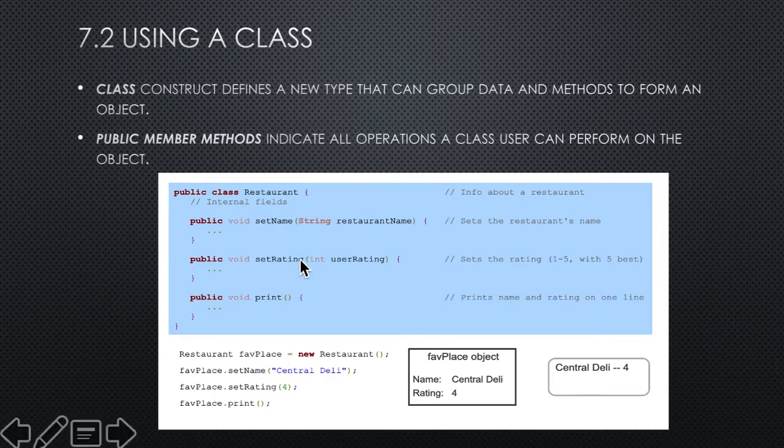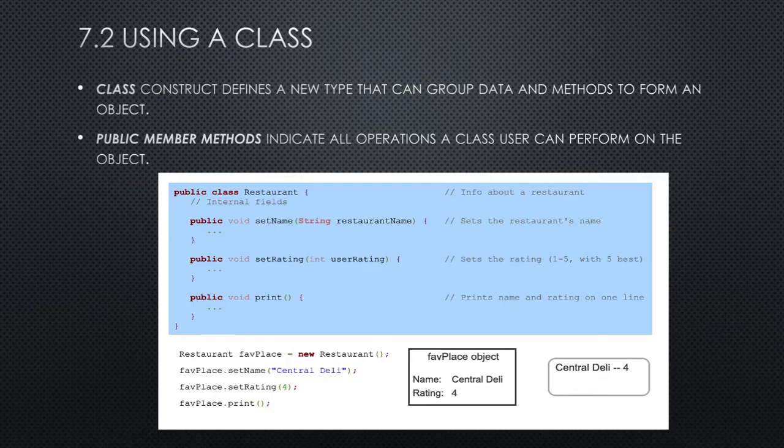If you look at the example here, we have a restaurant, a new restaurant, for example. Here you set the name and the rating and the print statement. In this case, favorite place, set name, Central Delhi, and rating is 4. In this case, the class is being called with the name Central Delhi and rating 4. So the final printout is 4.